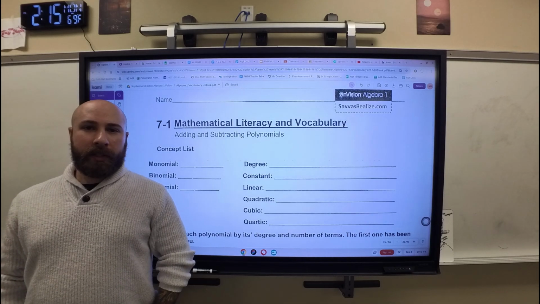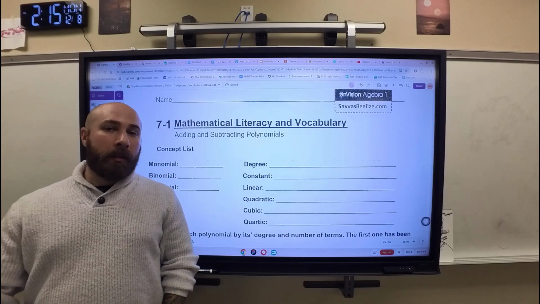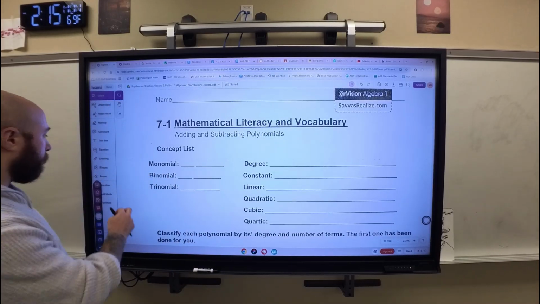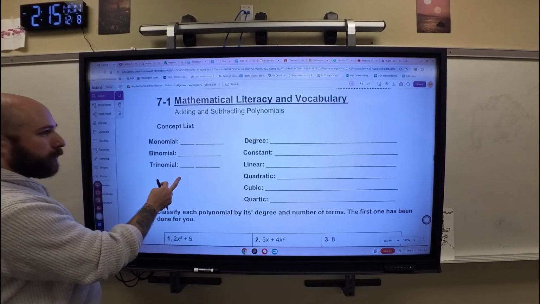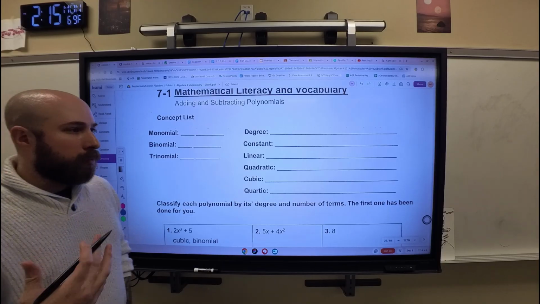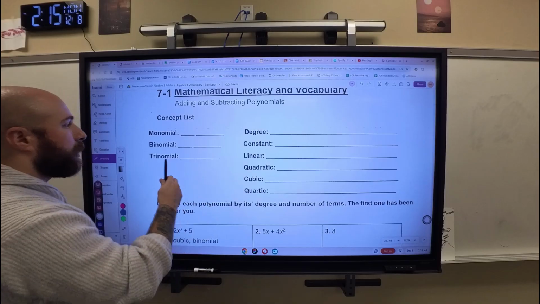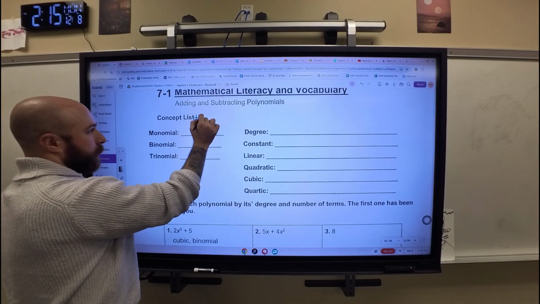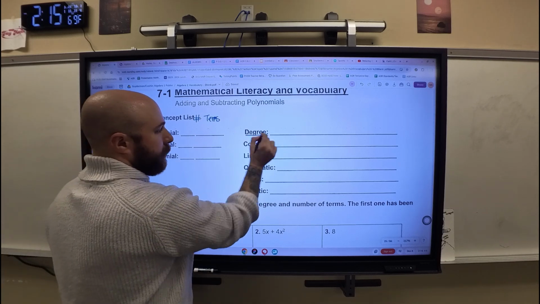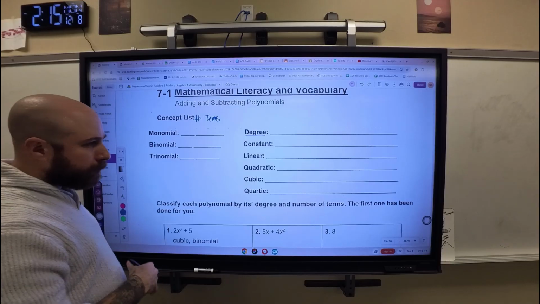We are starting Unit 7 today, and we are jumping into 7.1, which is all about classifying polynomials and adding and subtracting polynomials. So, let's talk about classifying first. When I say classifying, there are two things we have to talk about. One is, how many terms do we have? And the second is the degree. Okay, so let's talk about number of terms.